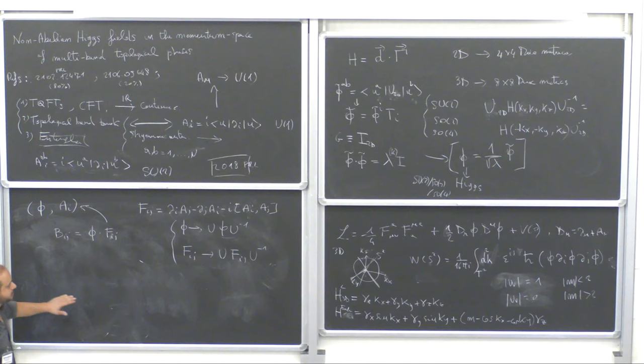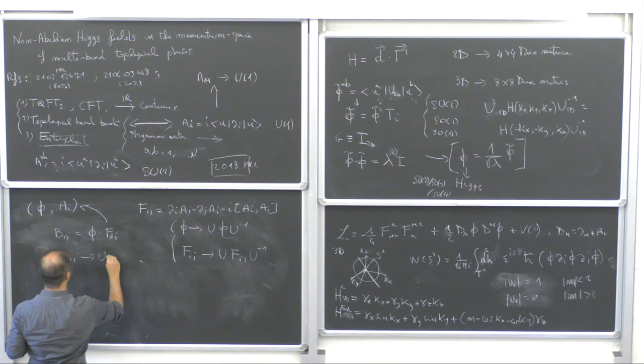So nothing is really gauge invariant at this level. And also, of course, the product of this, because of this definition here, also transforms in this way, so it's not gauge invariant.